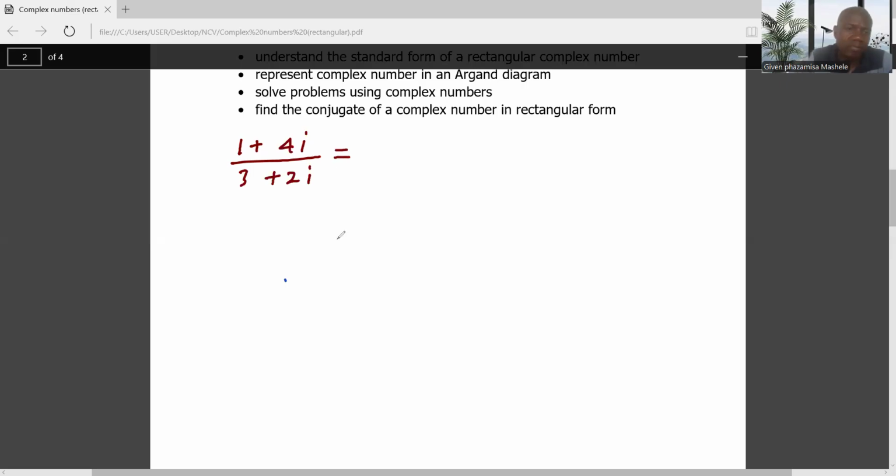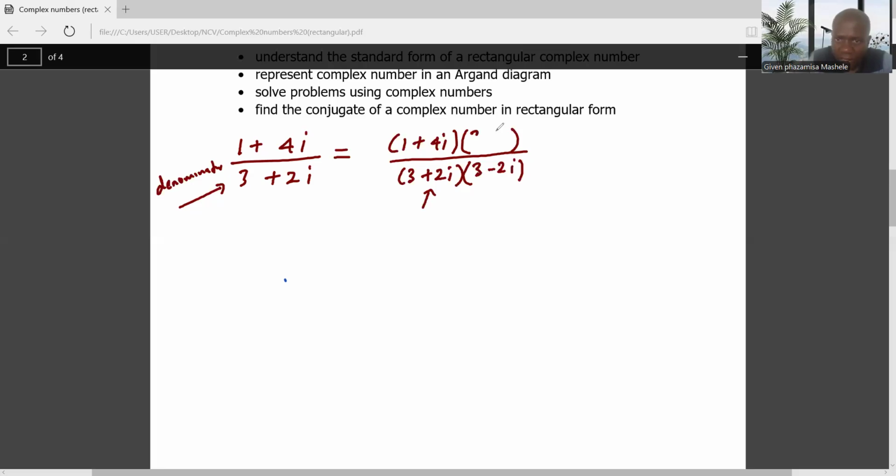Number one, we need to make sure that we look at the conjugate of the denominator. And to do that means you're going to do this. We're going to say we have 1 plus 4i, open brackets. Then same applies this side, 3 plus 2i. Then now here we're going to put the conjugate of this, which is just 3 minus 2i. And we do the same here, 3 minus 2i. So always you consider the conjugate of the denominator.